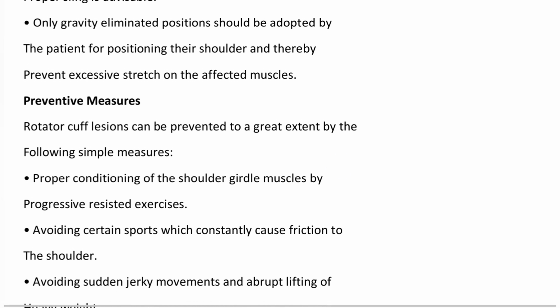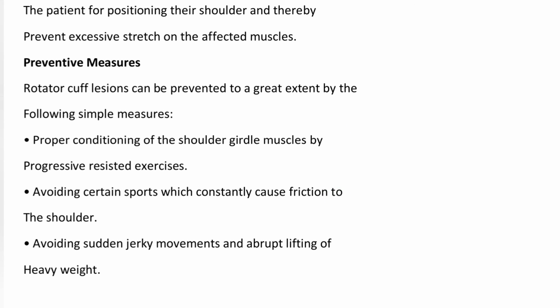Preventive measures: what are the preventive measures? Rotator cuff lesion can be prevented to a great extent by following simple measures. Number one, proper conditioning of the shoulder girdle muscles by progressive resisted exercises. Number two, avoid certain sports which constantly cause friction to the shoulder. Number three, avoid sudden jerky movements and abrupt lifting of heavy weight. That's all.